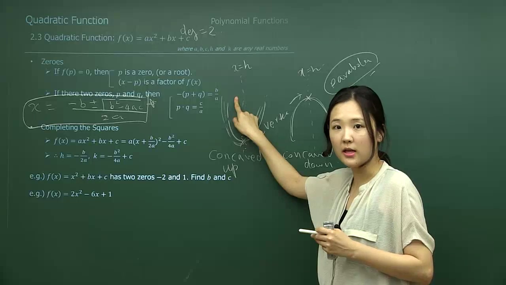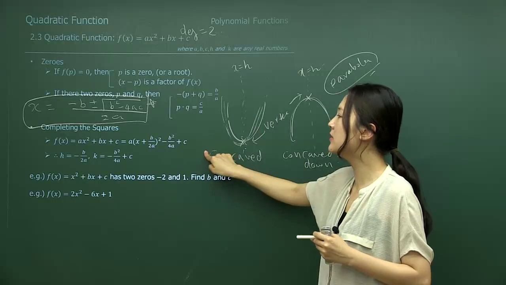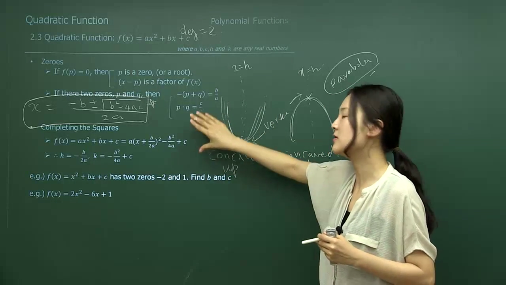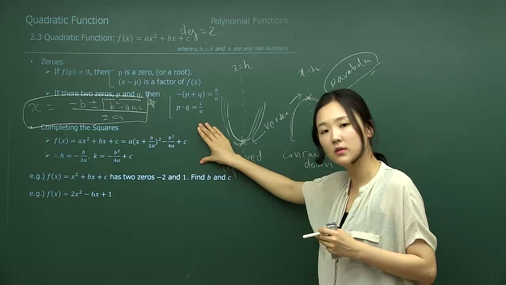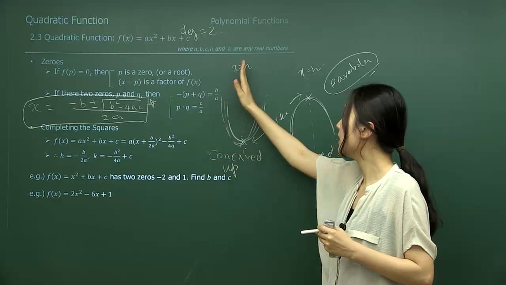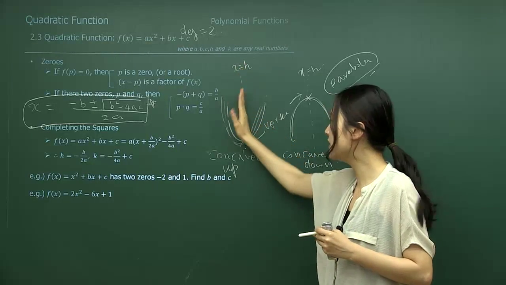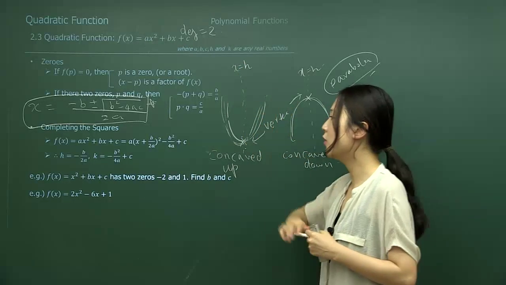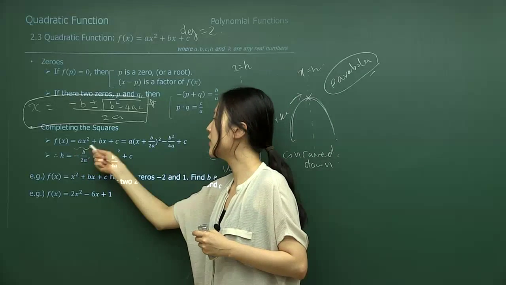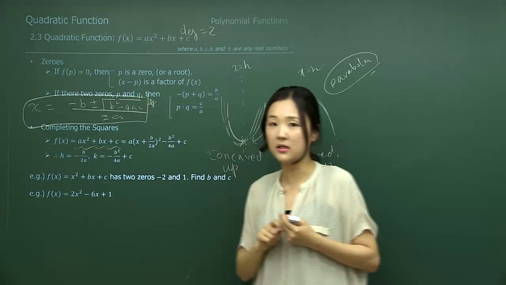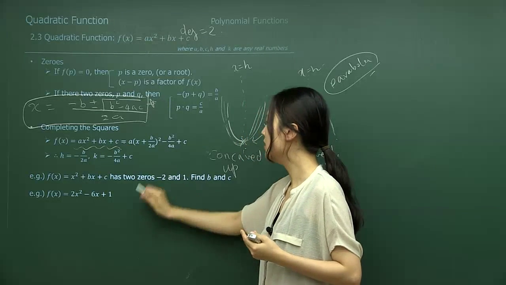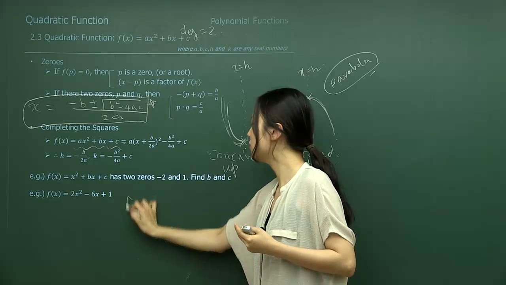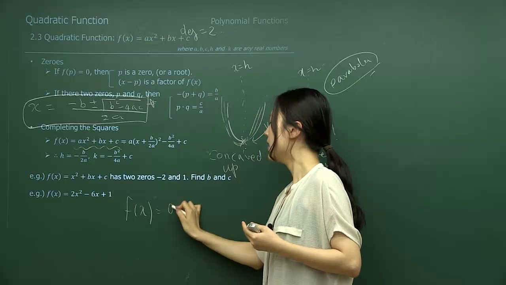Just learn the relation. Okay, let's move on to this part, completing the square. This is the form that will tell you where the vertex is and where the line of symmetry is. So usually your quadratic equation is given in this form. If you convert this, well, let me rewrite this into this form.